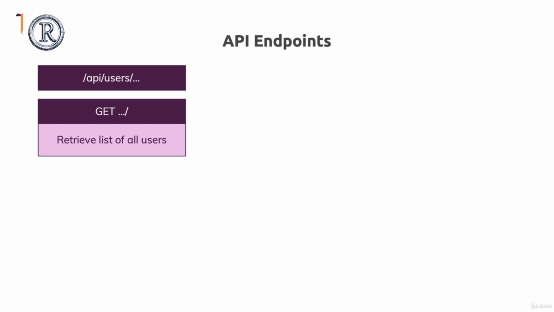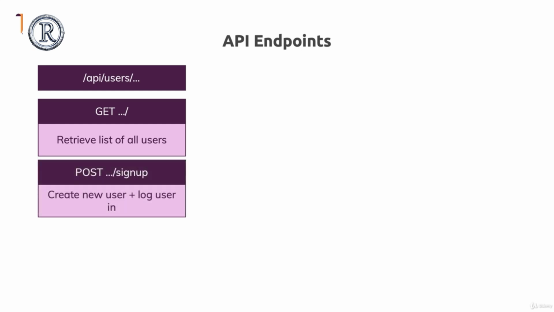If we send a post request to /API/user/signup, then I expect to have data attached, which allows us to create a new user, and then after this creation succeeded, also automatically log the user in. And you will learn what logging users in means in the context of a MERN app in the authentication module.